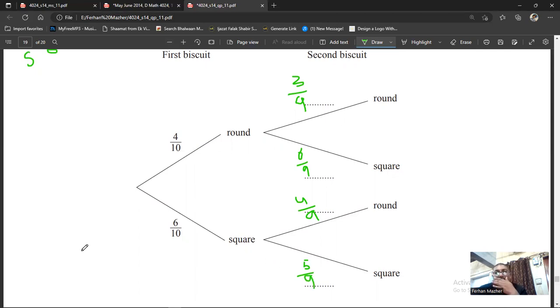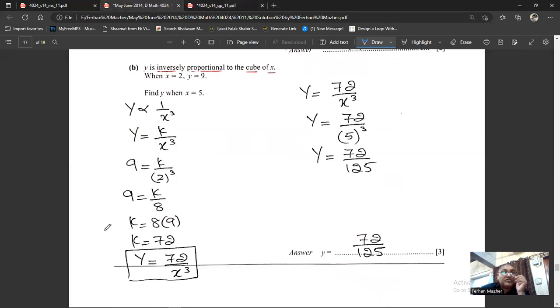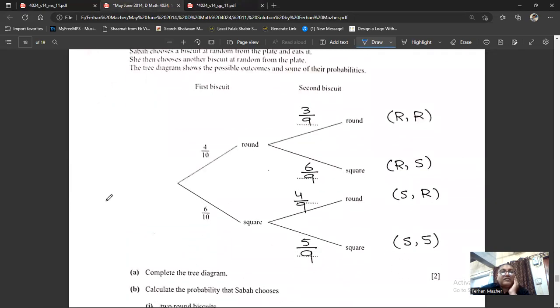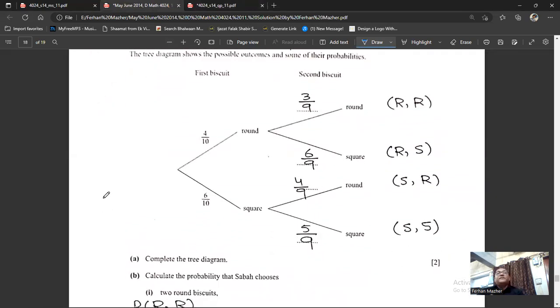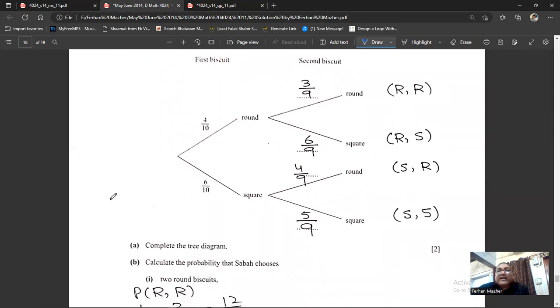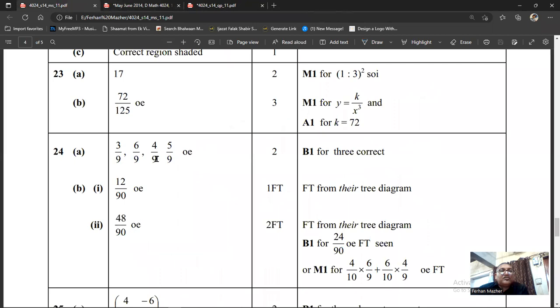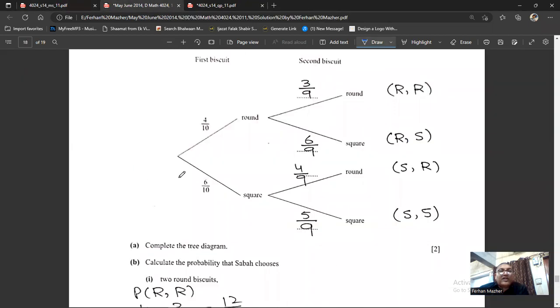Okay, so this is what you will do. Let me show you. I've done this on paper. So here you can see. Hopefully you understand. So complete the tree diagram. We are done with this. Let me show you. This is the answer, which is right.